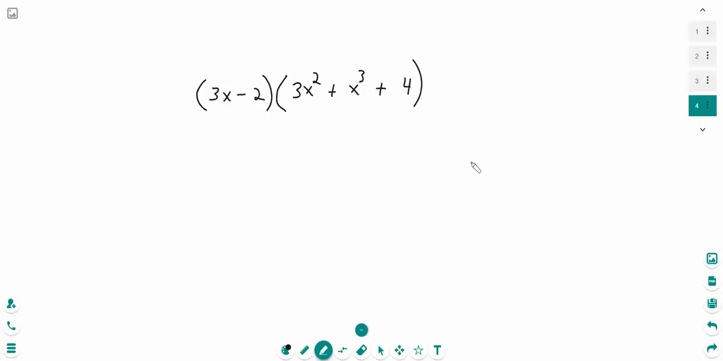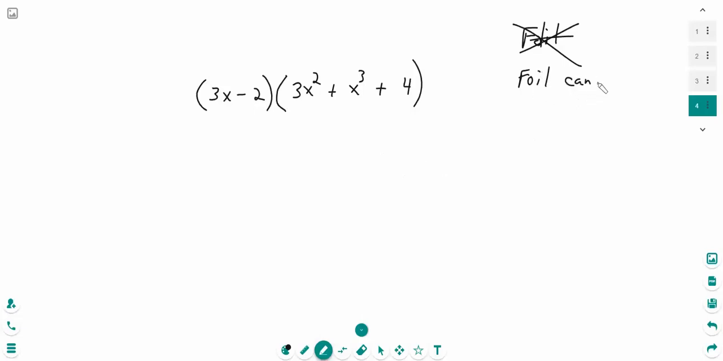And when we have that, FOIL does not work. Sad, sad. FOIL does not work. The only time FOIL works is when we have a binomial being multiplied by a binomial. I need to stress that because you might try to use FOIL for something like this and you're going to get hopelessly confused and probably not get the right answer. So once again, FOIL, maybe I should write that down. Maybe we should write this in our notebooks.